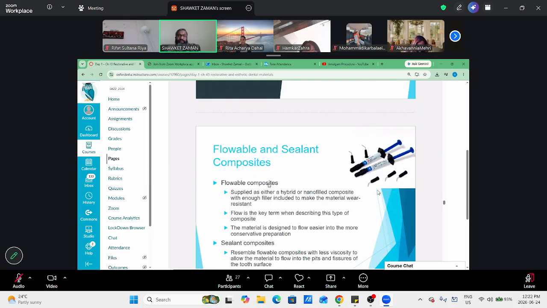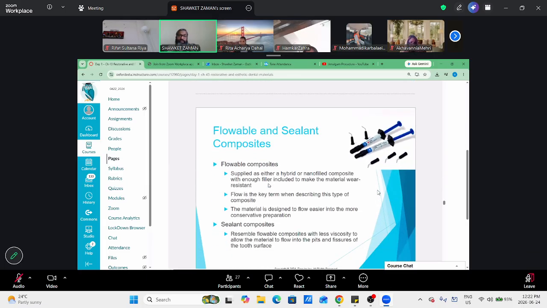Now, there is another type of restorative material that is also a composite, but they are flowable. Flowable means they are easy to work with. They can flow easily. That's why it's called the flowable composite filling material. By name, you can understand what type of composite this is. One is flowable materials, and another one is sealant.